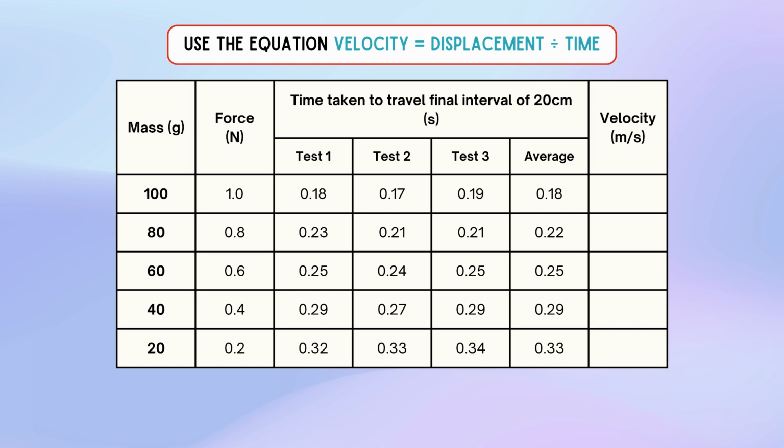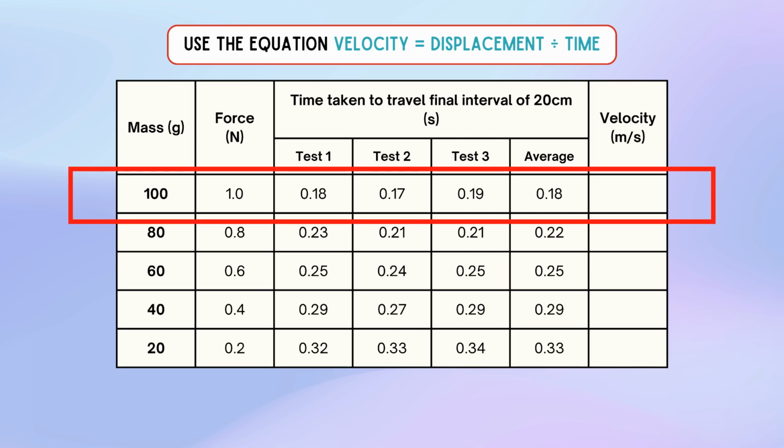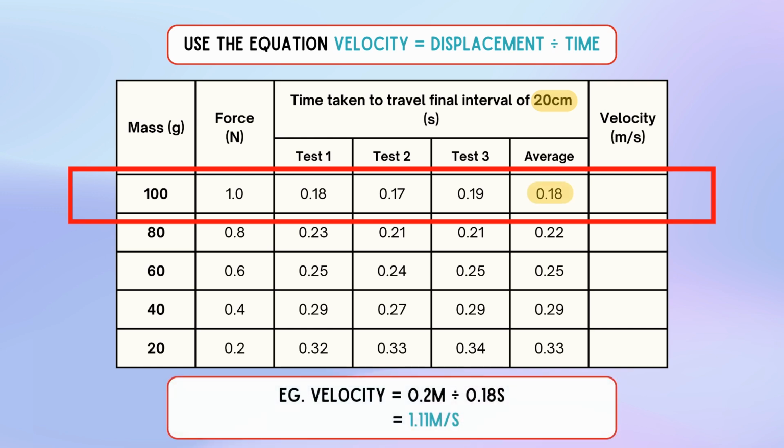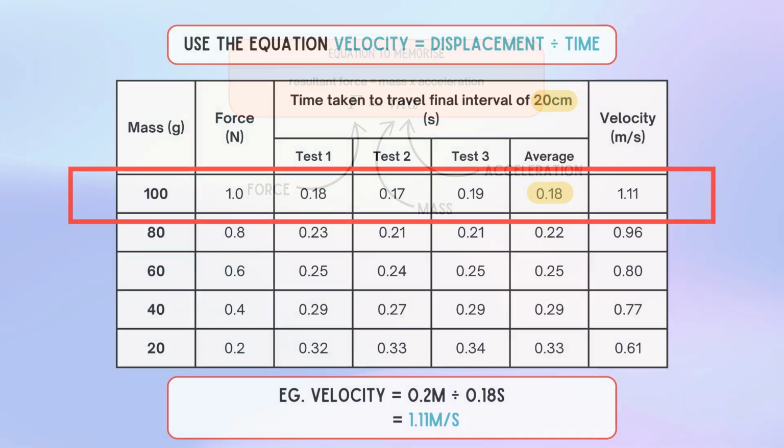For example, when the force is 1 newton, the car travels the final 20 centimeter interval in an average of 0.18 seconds. Using the equation, this means that the car had a velocity of 0.2 meters divided by 0.18 seconds, which equals 1.11 meters per second. Using this method, we can calculate the velocity of the car at all the different levels of force. Now we can analyze this data.